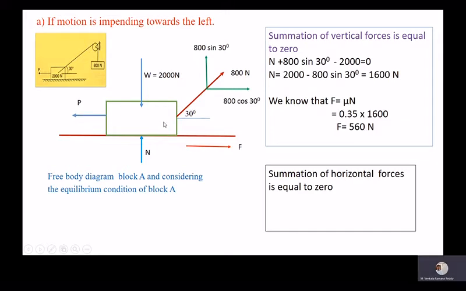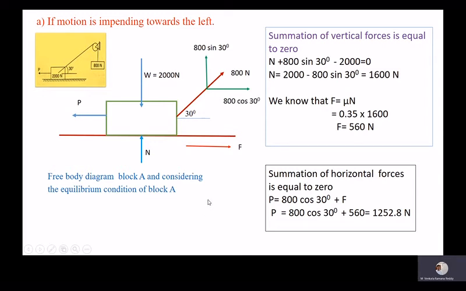What are the horizontal forces here? P, 800 cos 30 and the frictional force. Rightward forces are positive and leftward forces are negative. Then P is equal to F plus 800 cos 30. Here F is 560 newtons, substituted in this equation. P becomes 800 cos 30 plus 560, which is 1252.8 newtons. So when the motion is impending towards left, P is 1252.8 newtons.